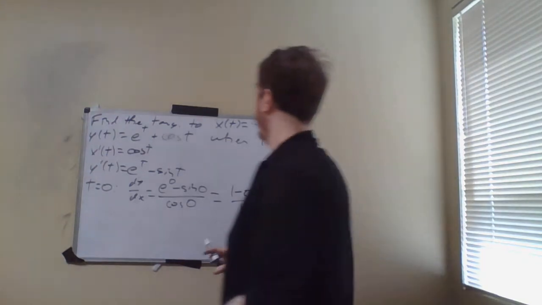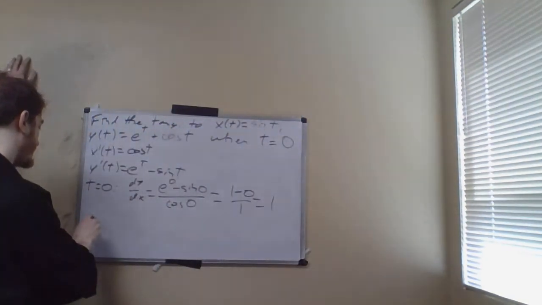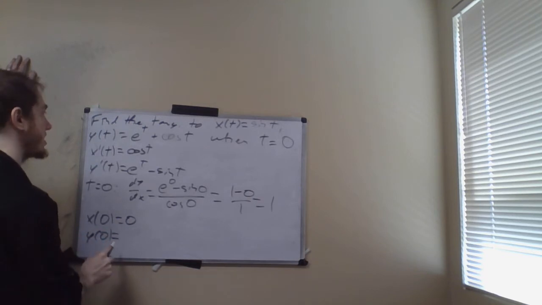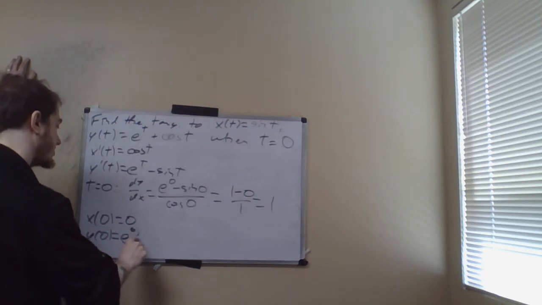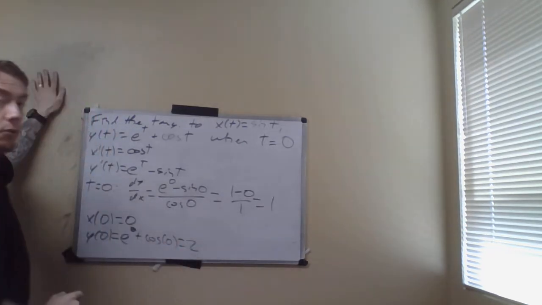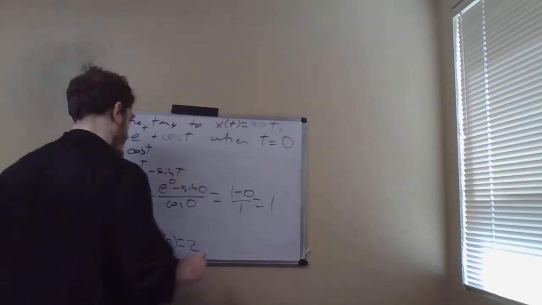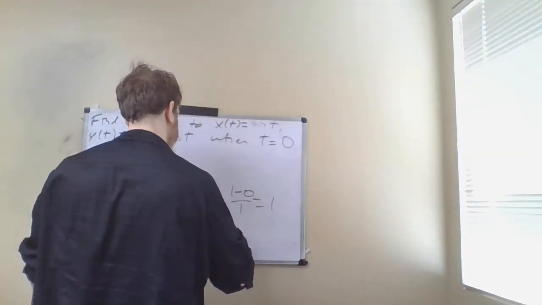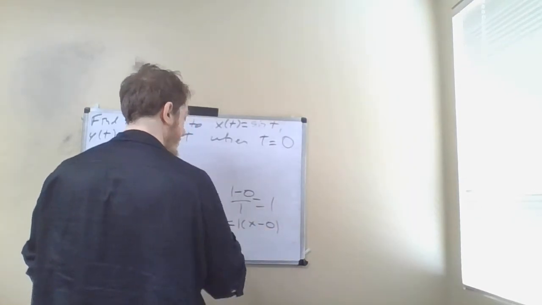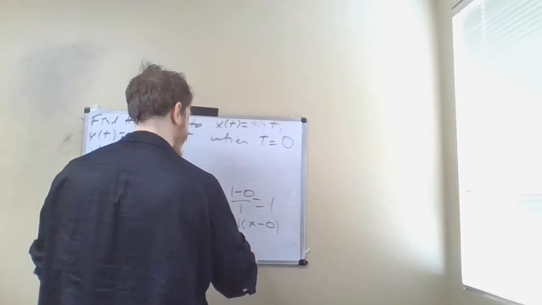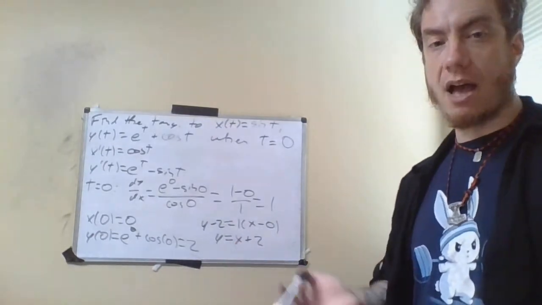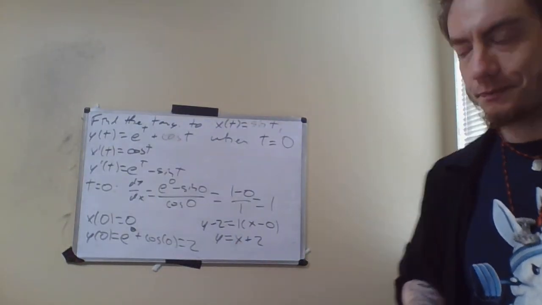And then what point is it going to go through? Well, x of 0 is equal to 0, and y of 0 is equal to e to the 0 plus cosine of 0, which is equal to 2. So if I use the point-slope form, this gives me y minus 2 equals 1 times x minus 0. And of course, if we wanted to, we can write this as y equals x plus 2 or whatever. But there we go. We have our tangent line written here.